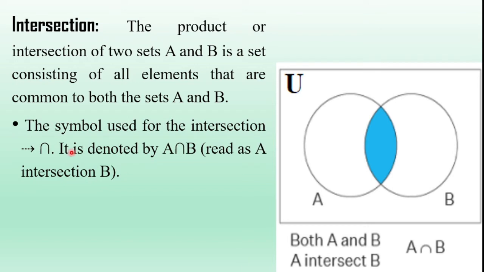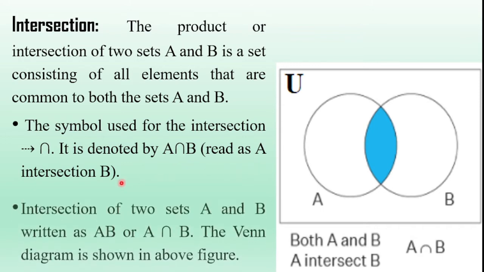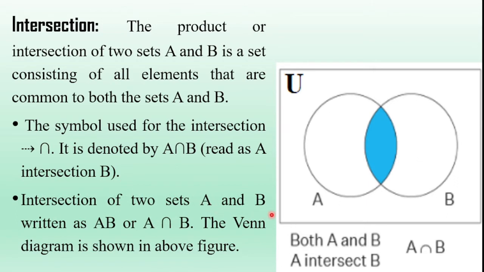This is the symbol of the intersection of sets. The intersection of two sets A and B is denoted by A intersection B, and it is read as A intersection B. It is also written as A into B. So that is the intersection of two sets A and B, or the product of two sets A and B.